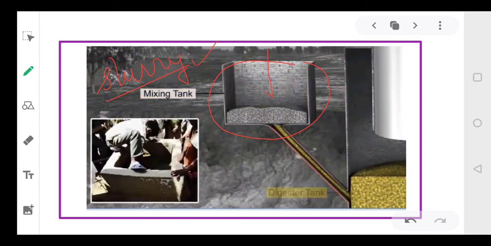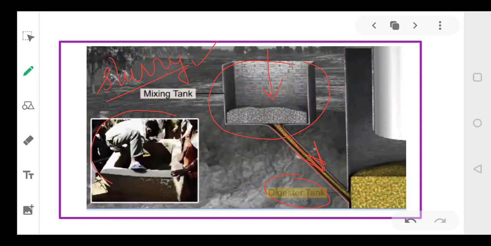So slurry is prepared by mixing the water and the cow dung in the mixing tank, and through this chamber, it will flow into the digester. From this mixing tank, your mixture, that is your slurry, will be fed into the digester tank. Okay, dear students, that will be fed into the digester tank.